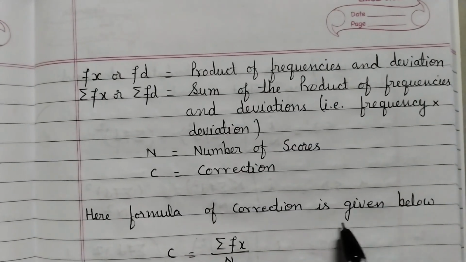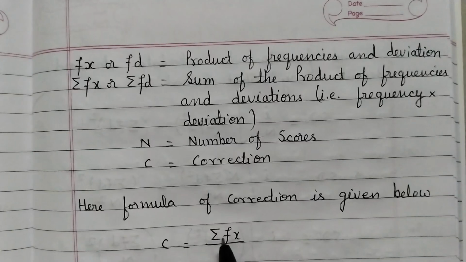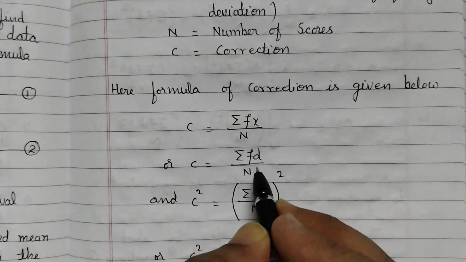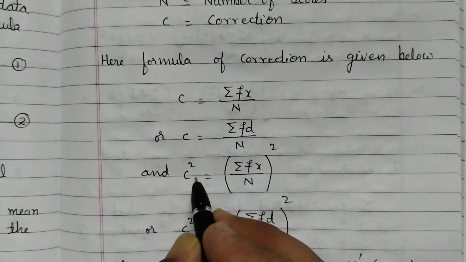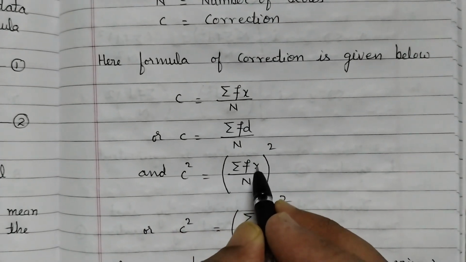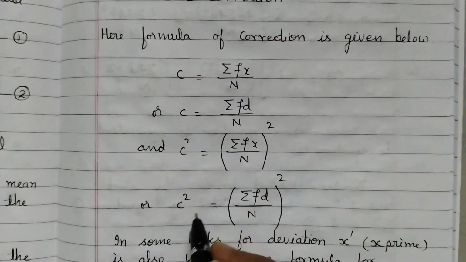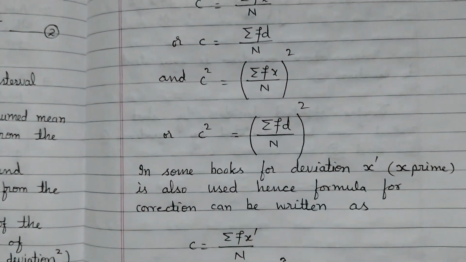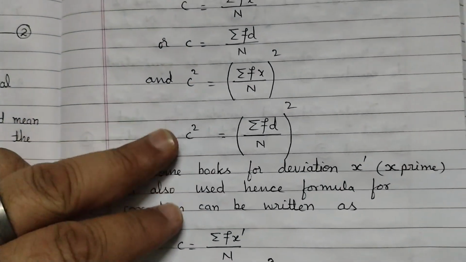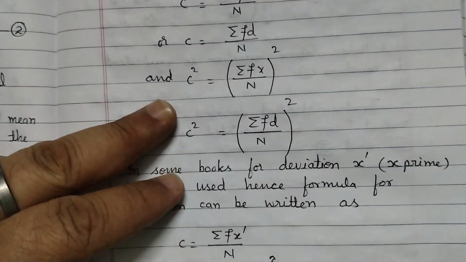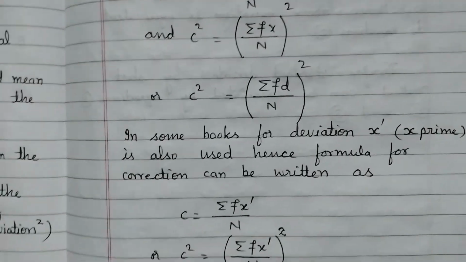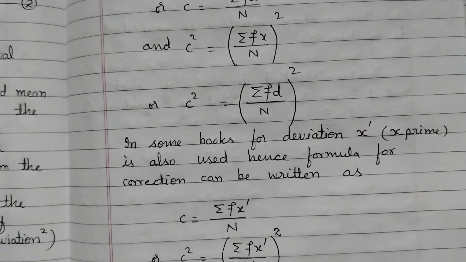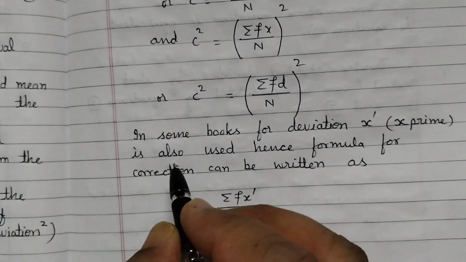Here the formula of correction is given below. c is equal to summation fx over n, or c is equal to summation fd over n, and therefore c square is equal to summation fx by n whole square, or c square is equal to summation fd by n whole square. This is how c is computed. Now using the value of c in equation 1, we have equation 2. So whether we use equation 1 or equation 2, the standard deviation can be calculated from both.